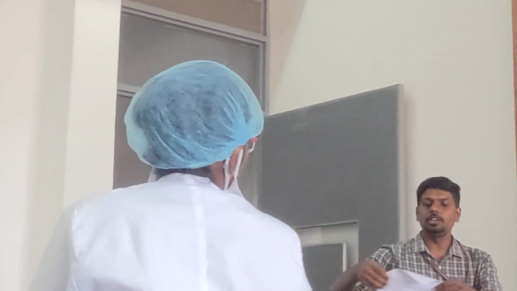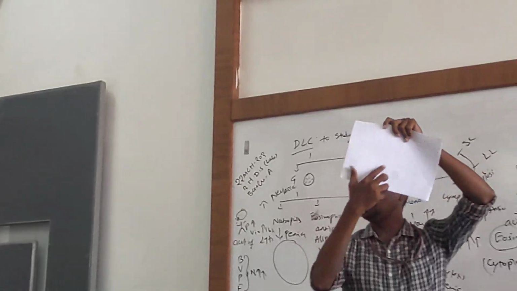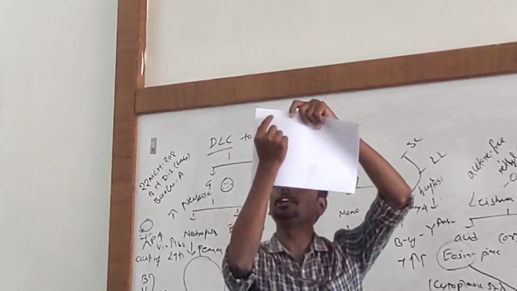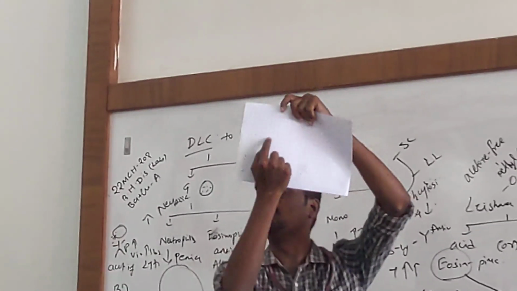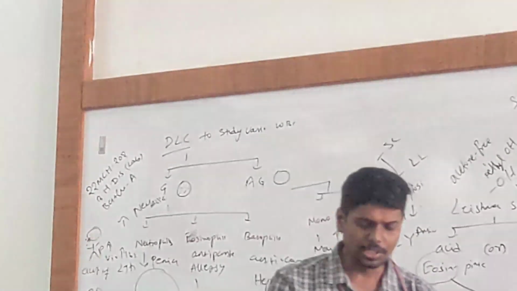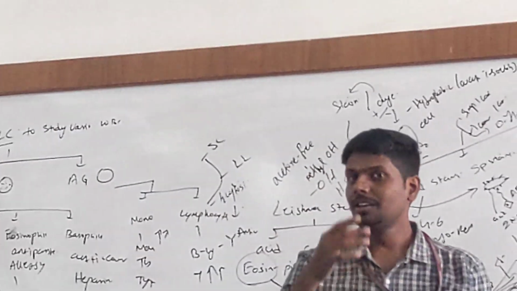I already made a sample report for DLC. See, I have already given a box to you. You need not plot the box. Directly you will write N, neutrophil, lymphocyte, monocyte, that's it. Now I want to tell you one interesting thing.